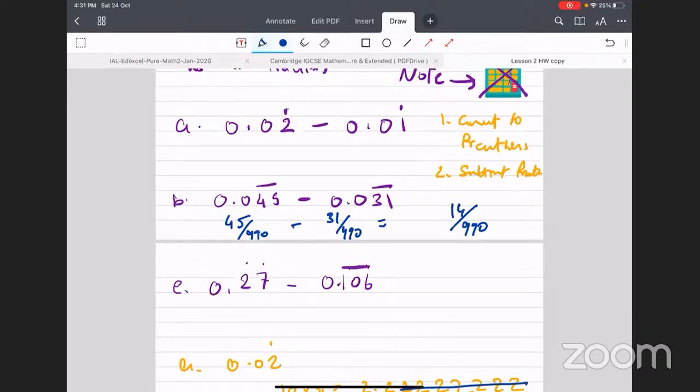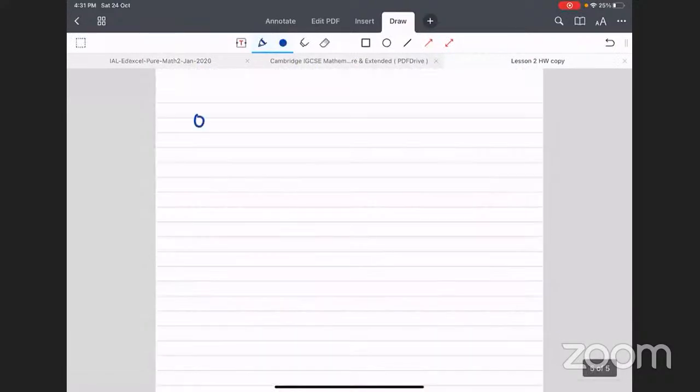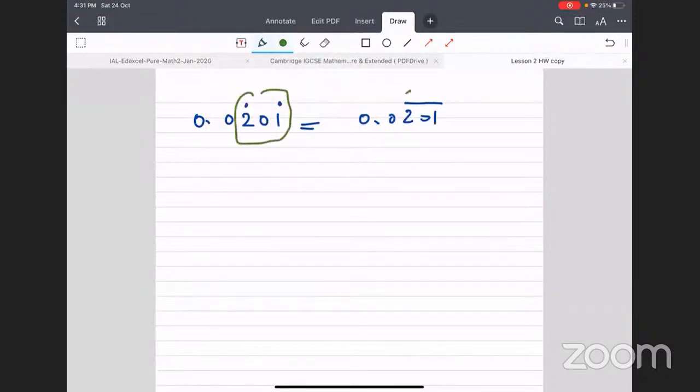Oh, okay, yes. Momena, there is no difference, they're the same. But take care, Momena. When I say 0.0201 with a dot here and a dot here, that's equal to 0.0201 recurring. One minute, let me be very accurate. So yeah, 0 does not repeat.